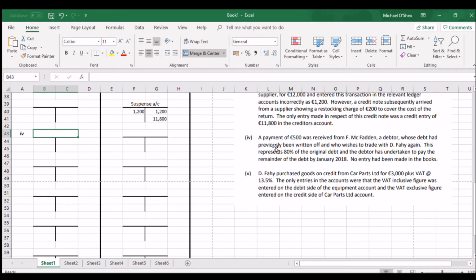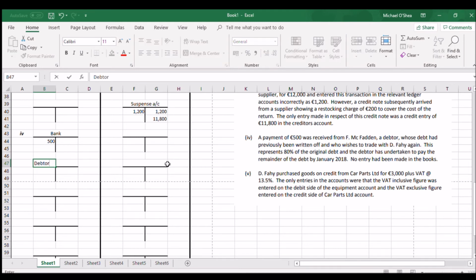So note number 4. A payment of 500 was received from F. McFadden, who is a debtor, whose debt had been previously written off and who now wishes to trade again. This is 80% of the original debt, and the debtor has undertaken to pay the remainder of the debt in the future. So a payment of 500 was received from a debtor. Well, if I've received money, the first thing I can be sure of is that my bank account has gone up. I've increased my bank account by 500. Now the second thing that's happened, a debtor who is previously written off, that means I previously discarded them from my accounts.